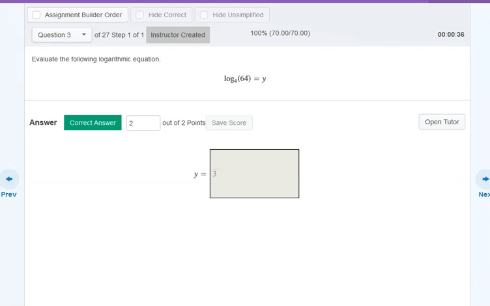Now here we're going to convert the log form to its exponential form, to see if that'll help us in solving for y. So our base is 4. Our exponent is y. And our answer is 64. So what exponent of 4 raises it to 64? Well, 4 to the third power is 64. So your answer is y equals 3. All right, hopefully something easy.